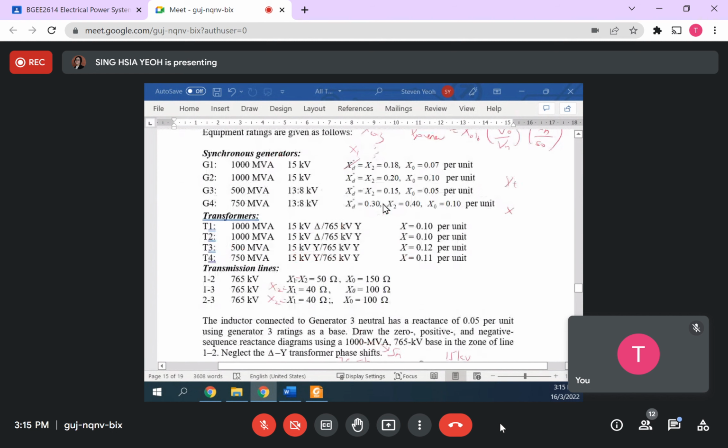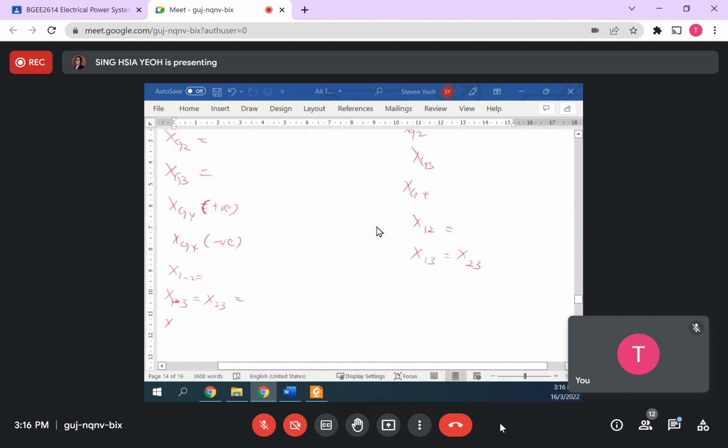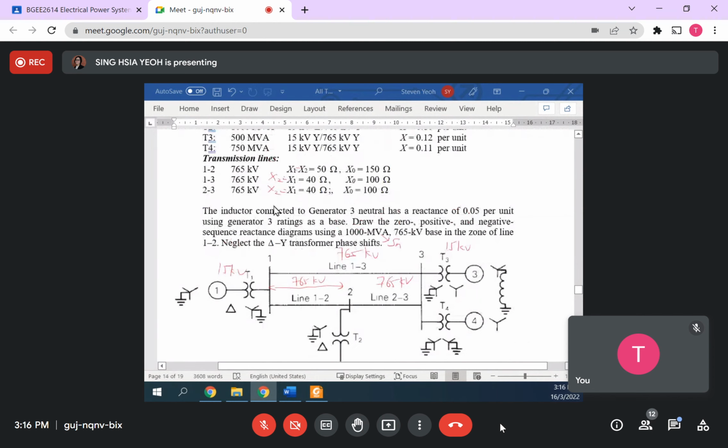X12, check back X12 and 1 2 is here. So 1 2 should be equal to, actually 1 3 and 2 3 is the same, right? Oh, they have different values, huh? Okay, they have different values, but 1 3 and 2 3 values are the same. So 40 ohms and 100 ohms. So basically if you do 1 3, 1 3 is the same as 2 3 because they have the same value.